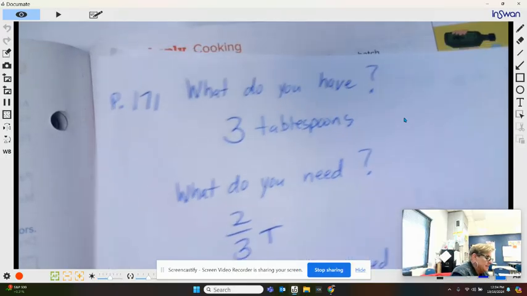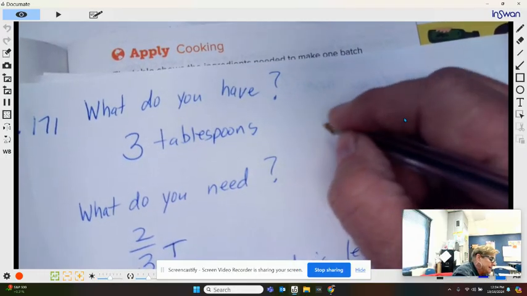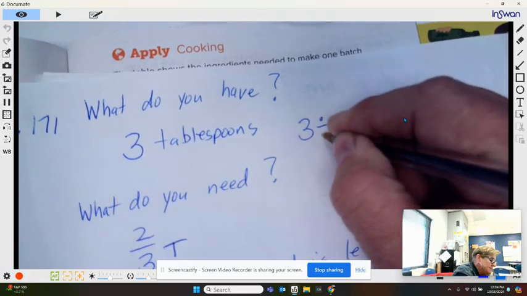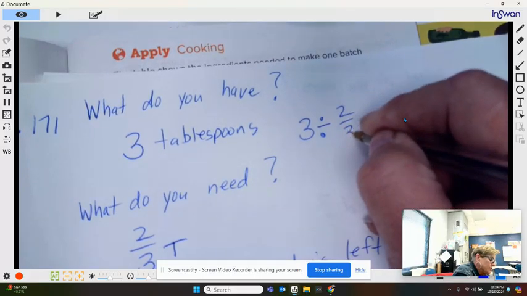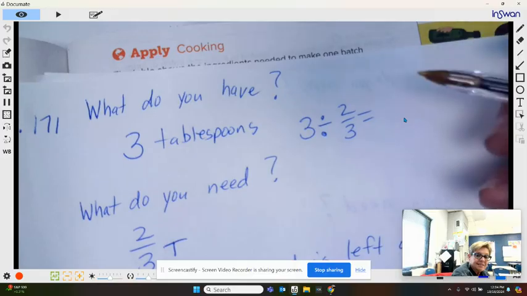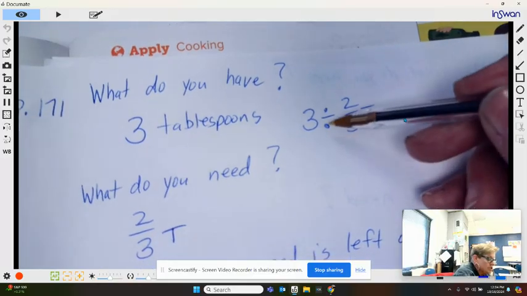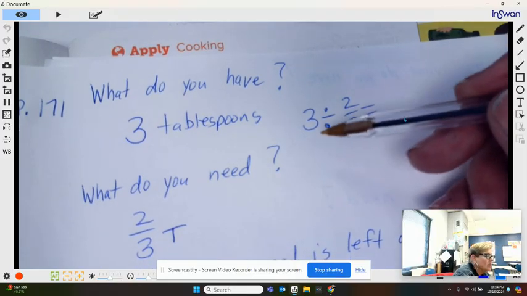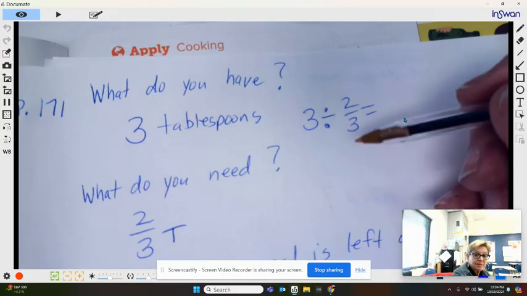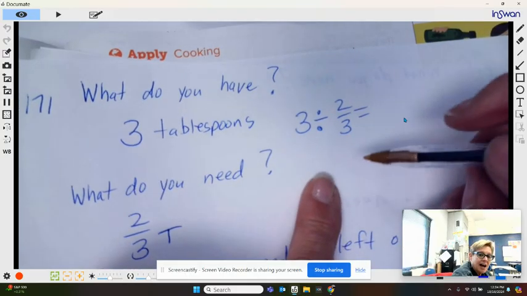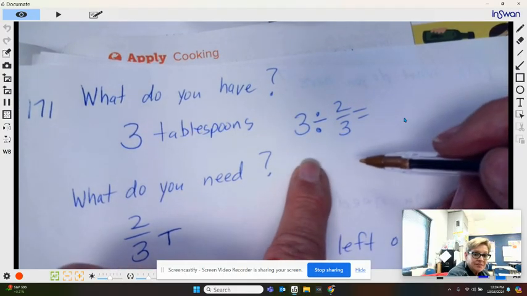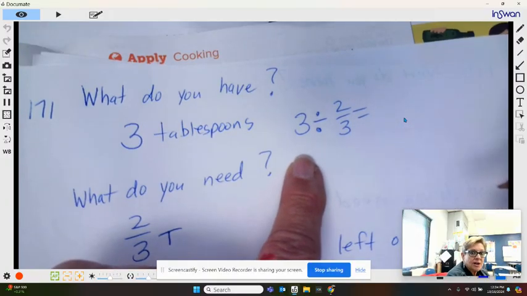So the 3 is what I'm splitting, the 2/3 is how I'm splitting it, or what I need for the recipe. So if I take that problem and I write it down, I have 3 being divided by 2/3. And anytime you have a division problem with a fraction in it, you are always, no matter what, going to multiply by the reciprocal. So I always write it down, even if it's in front of me, because then I go through the process of writing it to multiply by the reciprocal.